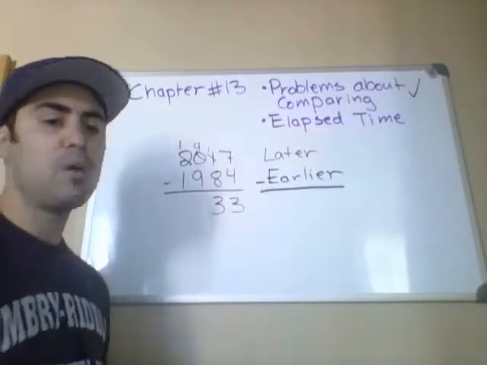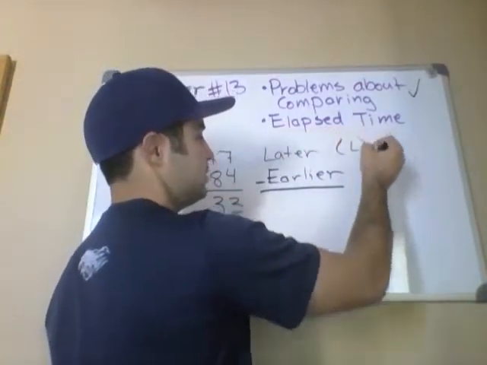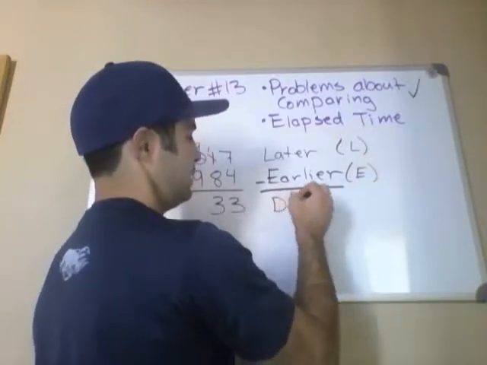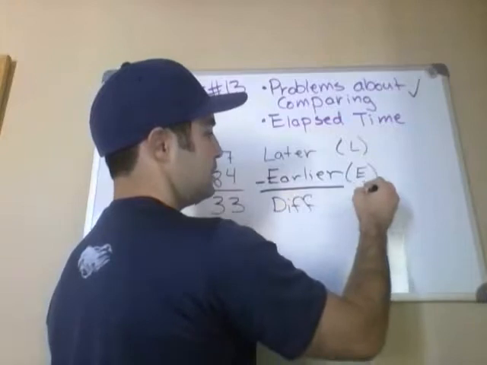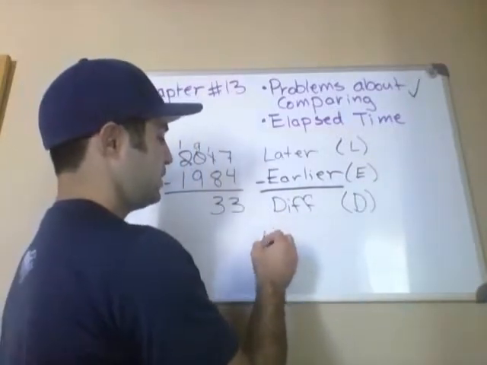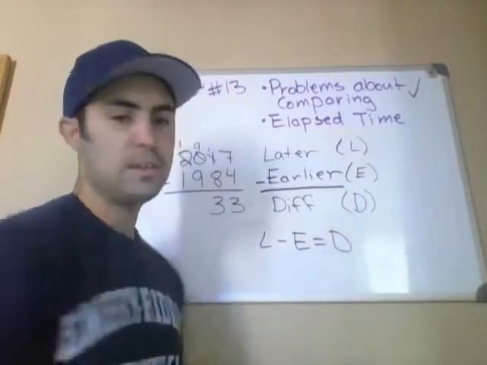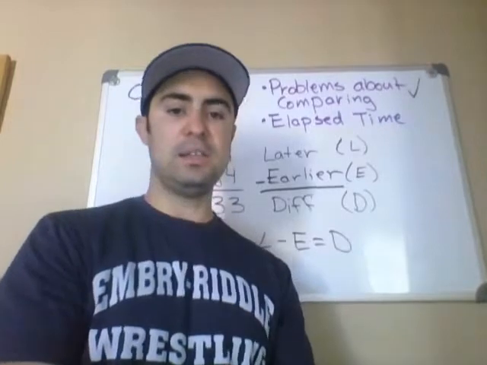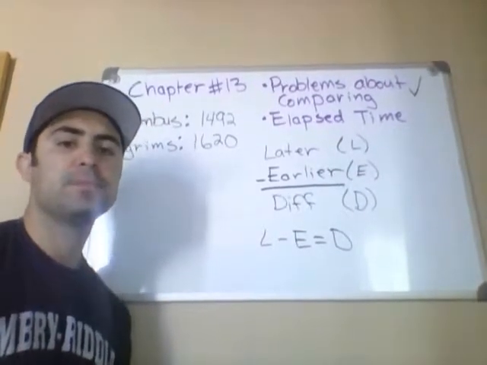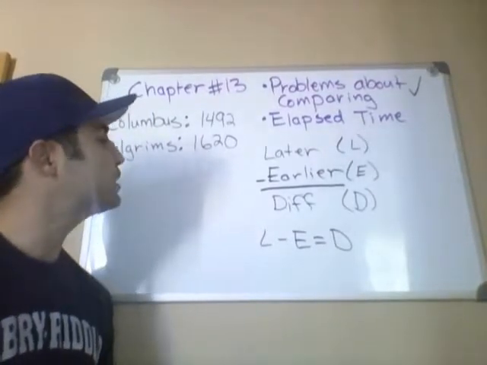Let's do a different problem using this equation. Let's call L is later, E is earlier, and D is your difference. So that's going to be later minus earlier equals D. L-E-D. Alright, so the book, this is a problem from the book. The book likes to mix history and math, which is cool. It's good to branch out like that.